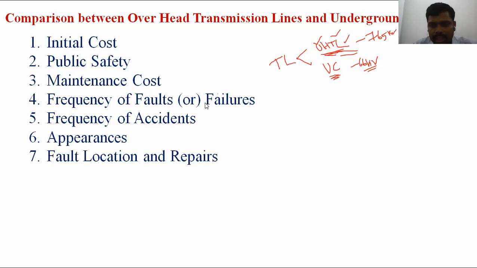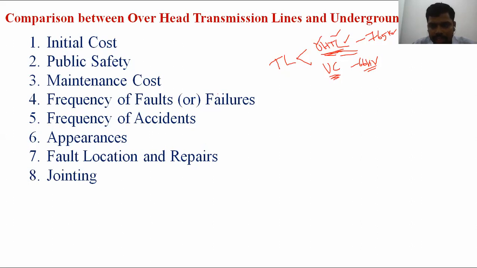The fault location and repair. Fault location is very easy in the overhead transmission line, and identification and rectification of the fault are also easy, because all the conductors are in the open atmosphere and visible. But in underground cable, identification is very, very difficult because it is in the trench, and rectification of the fault is also very, very difficult.